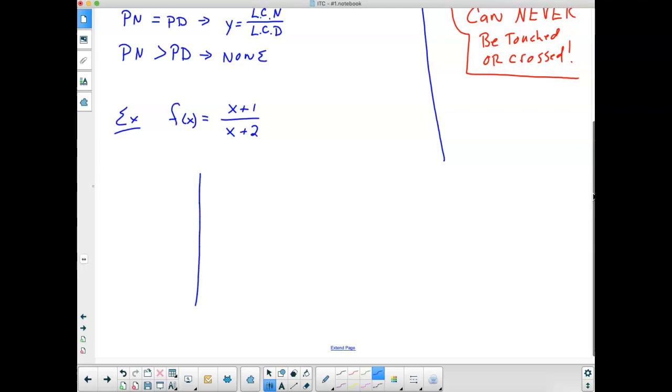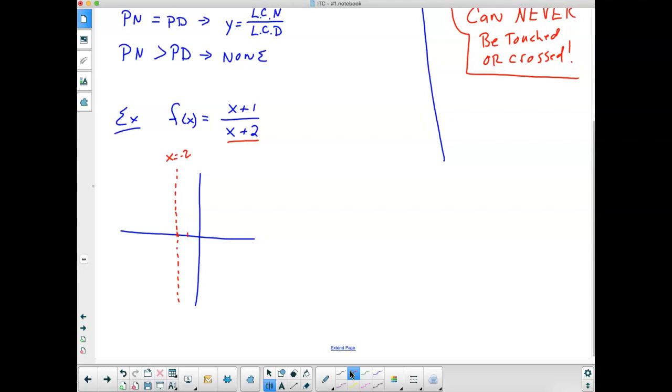If I look at this graph, I can see my denominator will equal 0 at -2. So if I put a -2 in there, I'm going to have -1 over 0. That is going to be a vertical asymptote at x equals -2. My graph will never touch that.